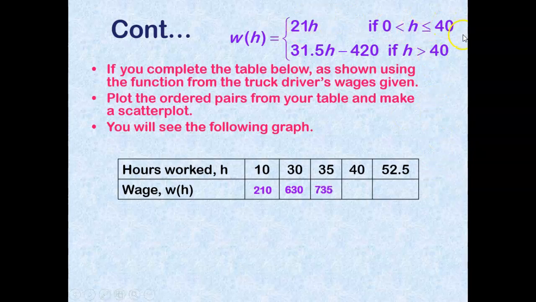When I hit 40, notice 40 is in both places, so I have to choose where it's most appropriate. Remember, he gets $21 for 40 and less, so I would have to plug the 40 in here. 40 times 21 would give me my 840. But 52.5 exceeds that 40 hour limit, so that puts me down in the bottom function, and then I would take 31.5 times 52.5 minus 420, and that would give me the value at 52.5 hours. So you have to be careful, make sure you're not plugging the number you're working with into the wrong piece of the function.